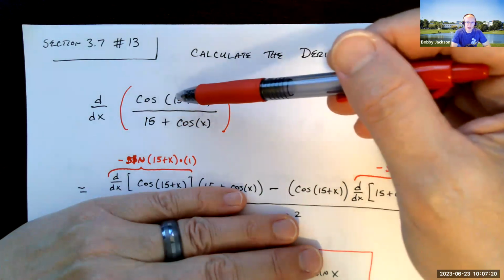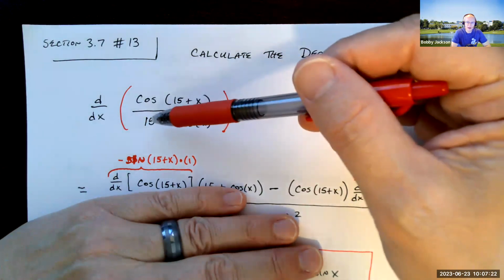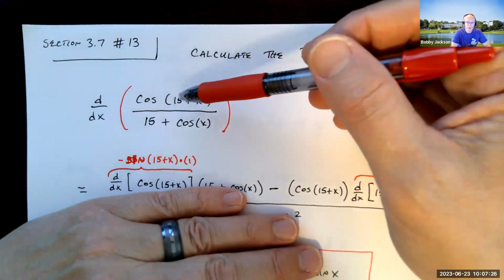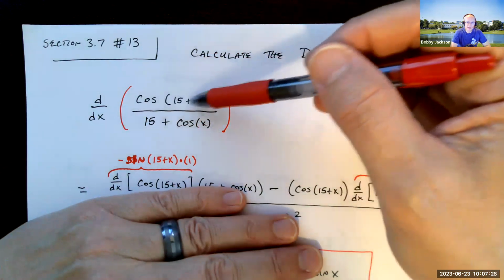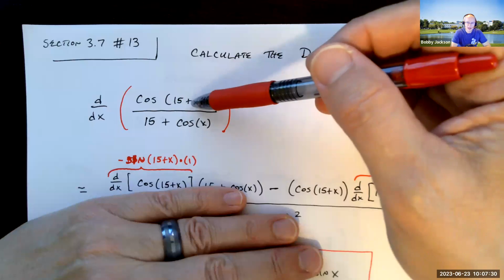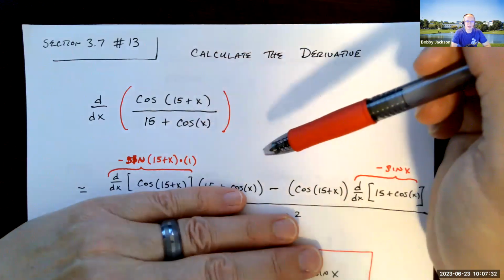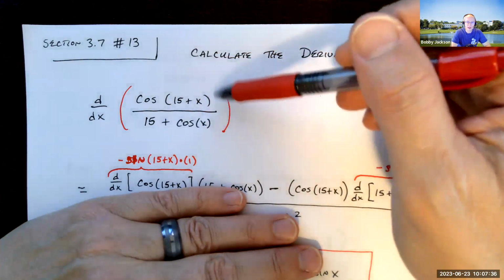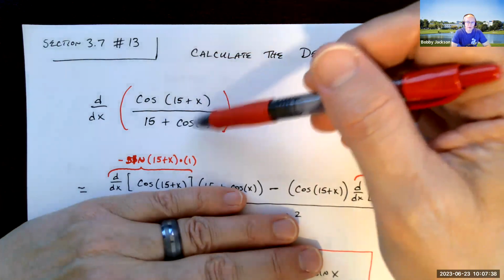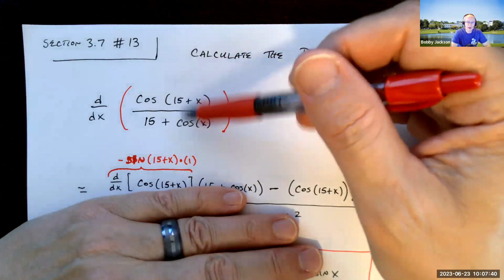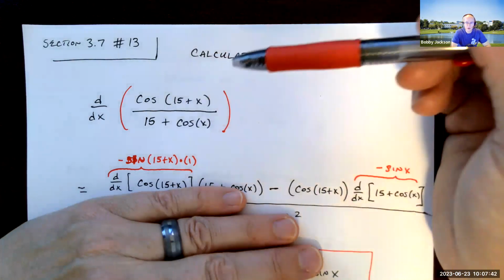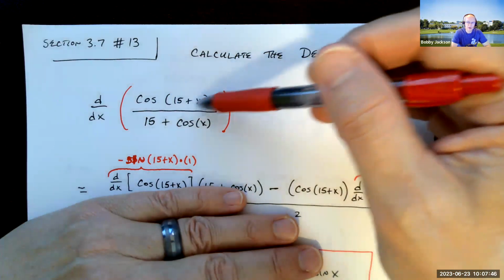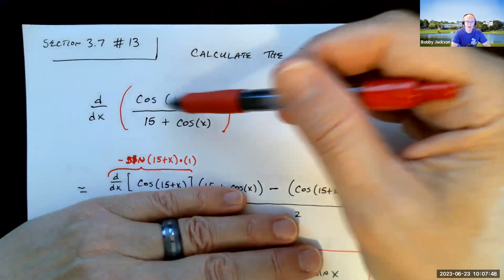You've got cosine of 15 plus x, and down here you've got 15 plus cosine of x. So notice up here is a composition. We've got 15 plus x, and then we're plugging that into the cosine function. Here we have just 15 plus cosine of x, but we have a quotient, right? So first of all, when I'm taking the derivative of a quotient, we're going to use the quotient rule. But within the quotient rule, when I take the derivative of that top function, the numerator here, I'm going to have the chain rule.